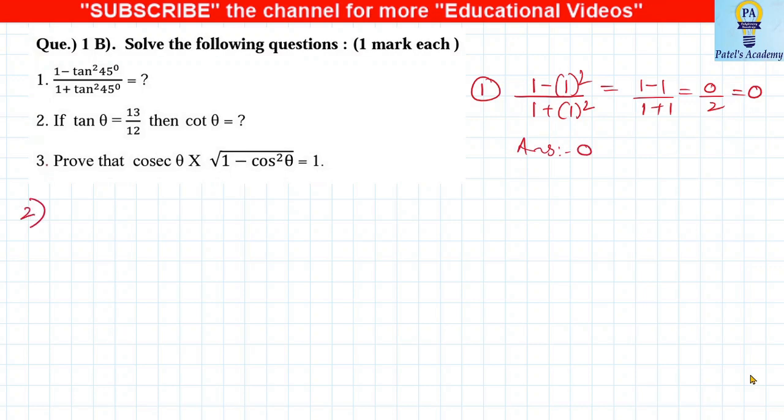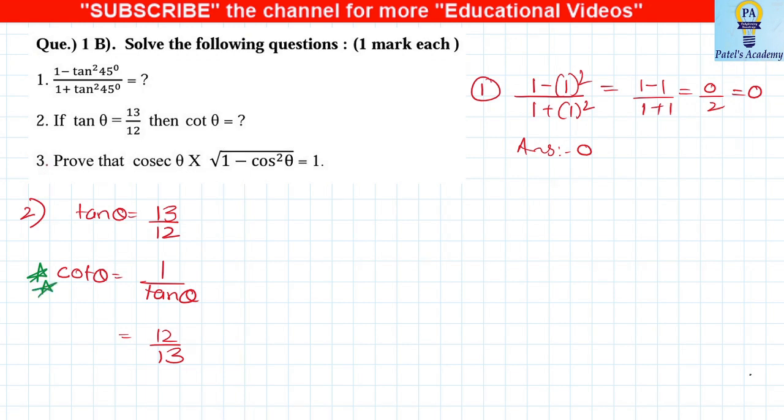Okay. Now the second one. Tan theta is given as 13 upon 12. Let me write down that tan theta is 13 upon 12. So to find the value of cot theta, we know that cot theta is nothing but inverse of tan theta. So an inverse of 13 upon 12 is going to be 12 upon 13. Okay, so students, whenever you write this, make sure that you write down this relation first. Don't directly write down the answer as cot theta equal to 12 by 13. First write down cot theta is inverse of tan theta and then write down the answer.